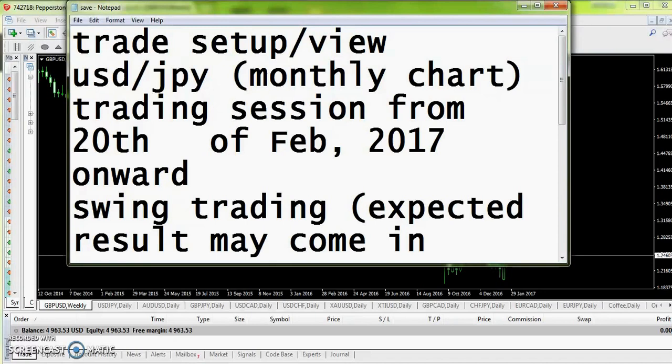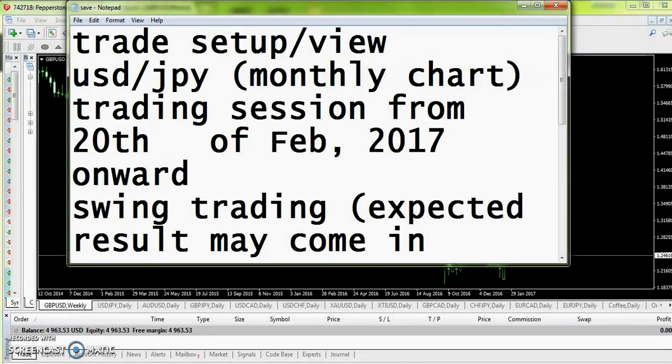This video is about a trade setup view of USDJPY, United States dollar versus Japanese yen. Today's video specifically I have chosen for monthly chart, or for monthly views. One would require to have a bigger picture if you really want to know what's going on in the market. Remember, this would be applicable right from the trading session starting from the 20th of February 2017 onward.